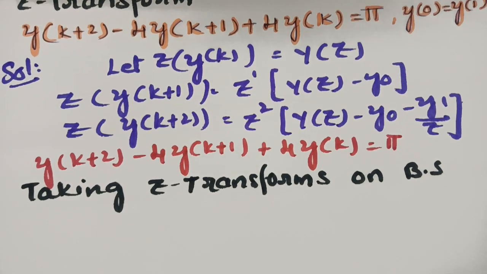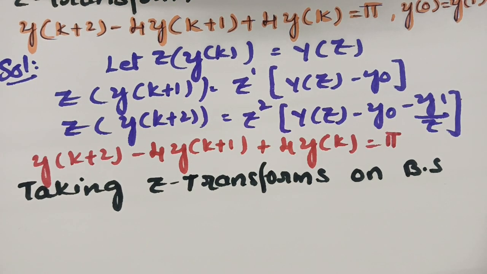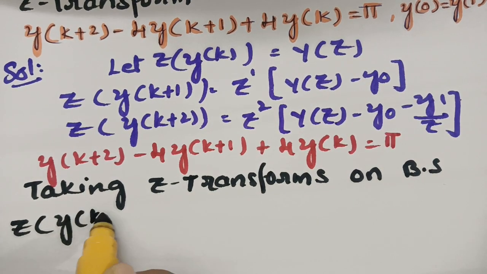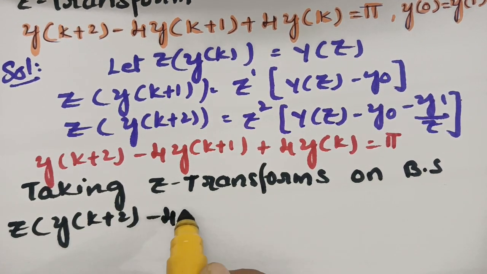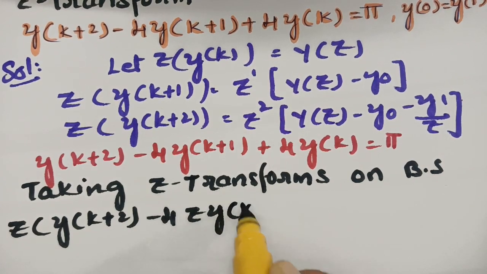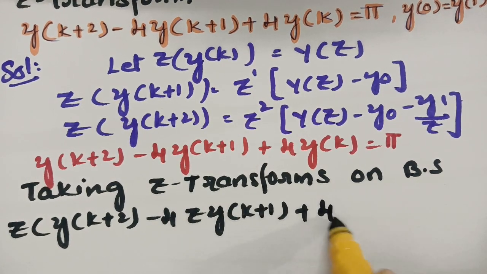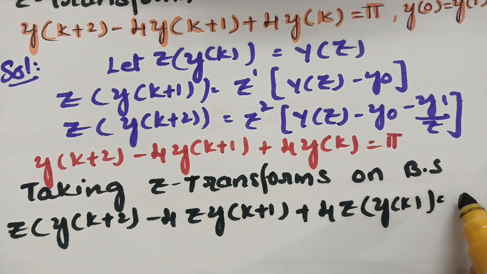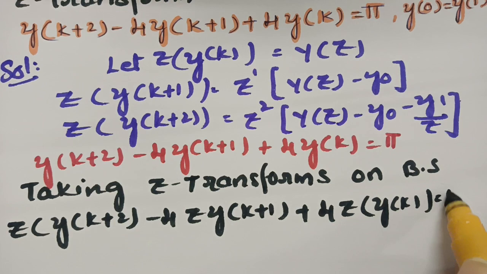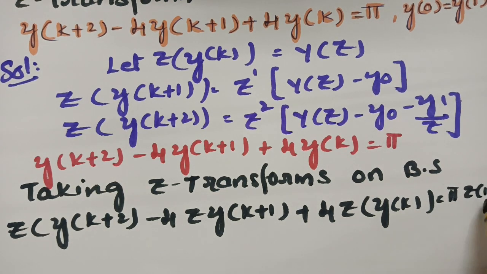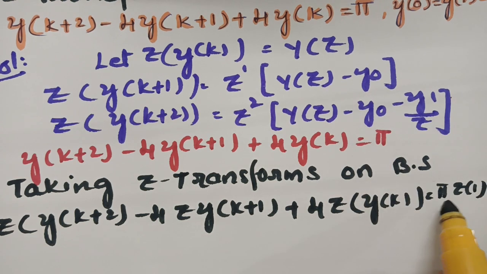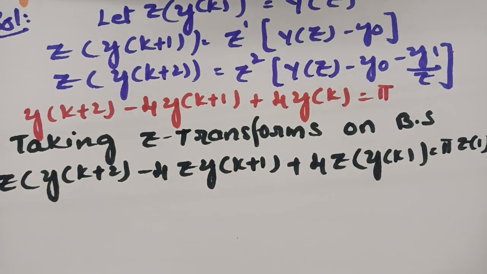So if I take Z transforms on both sides, then this is the Z transform of y(k+2) minus 4 times the Z transform of y(k+1) plus 4 times the Z transform of y(k) is equal to π times the Z transform of 1. As π is a constant, it comes out as π times the Z transform of 1.